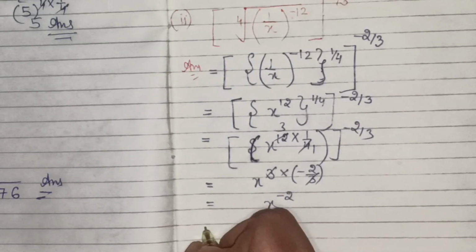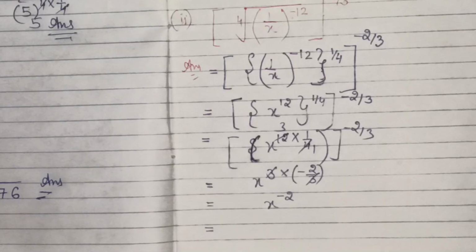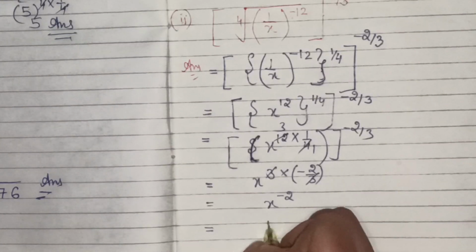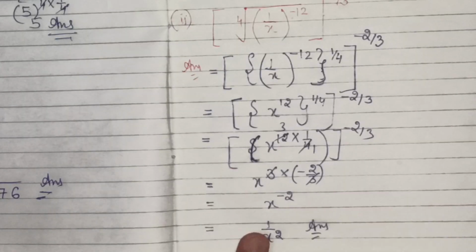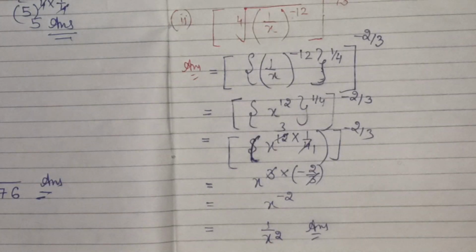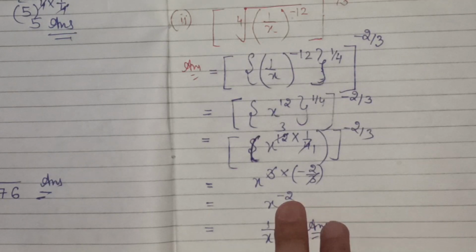Now we convert this into the positive exponent and I write it as 1 upon x square. This is our positive exponent. So here we convert the minus 2 into a positive exponent, that is minus 2 changes into 2. Here 2 is our exponent. So here 1 upon x square is our answer of this question.